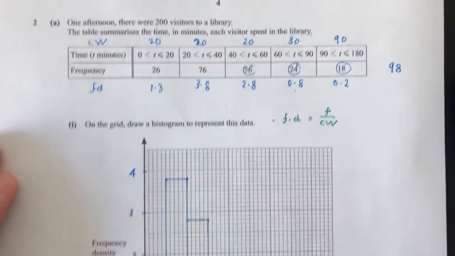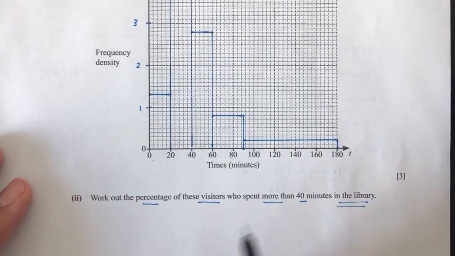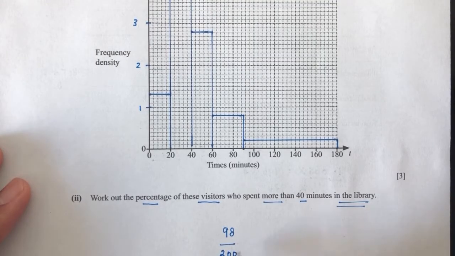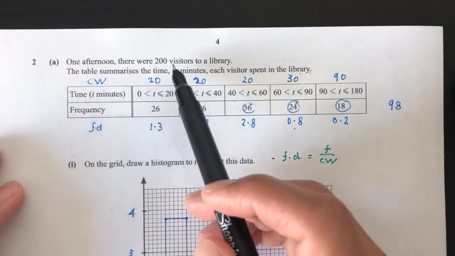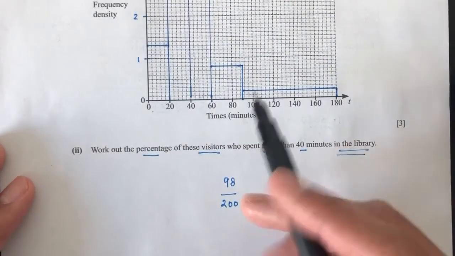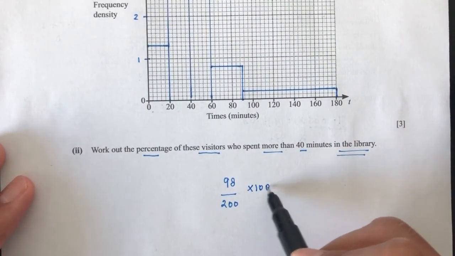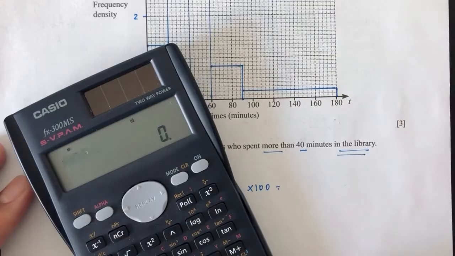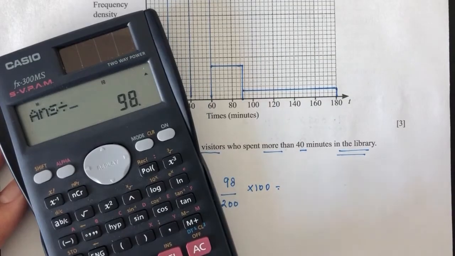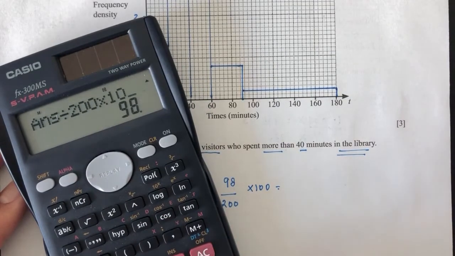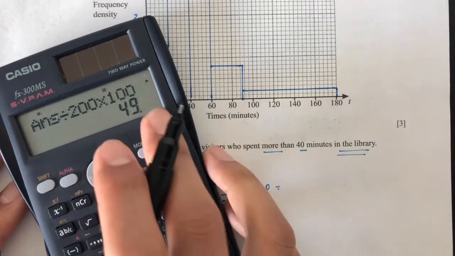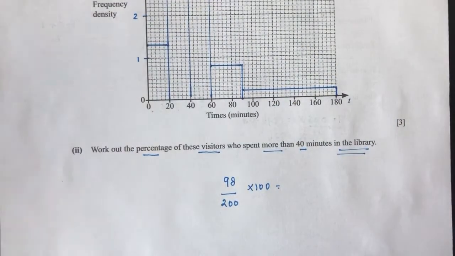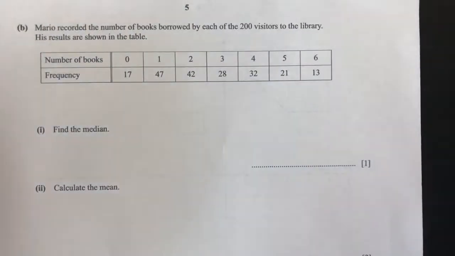So now the percentage we have to do is 98 divided by 200, because we have 200 people in the library, times 100 for the percentage. So let's use our calculator here. Divide by 200 times 100, that will be 49% of the people. That was question number 2, part 1. Now moving on to part 2.